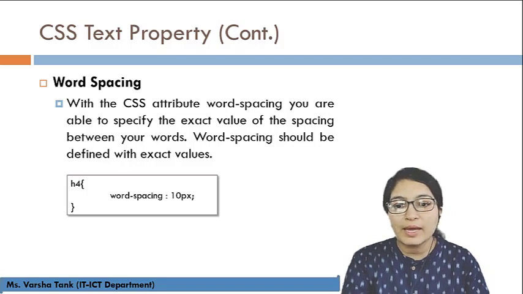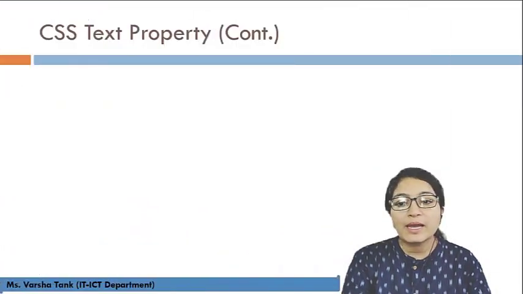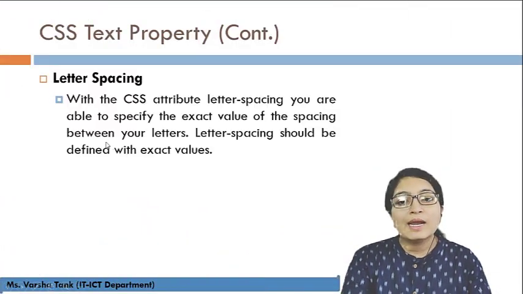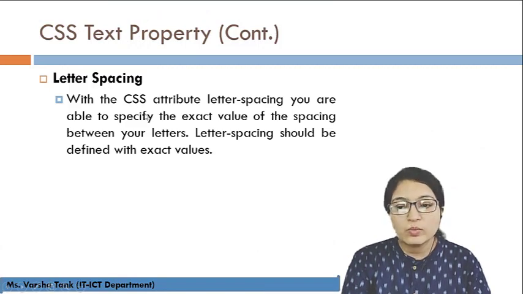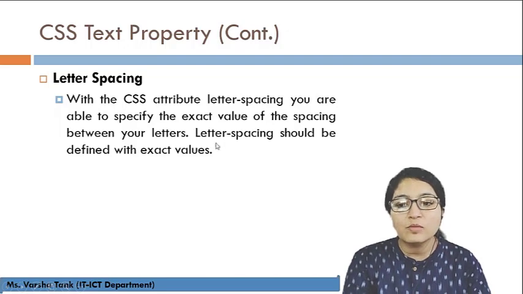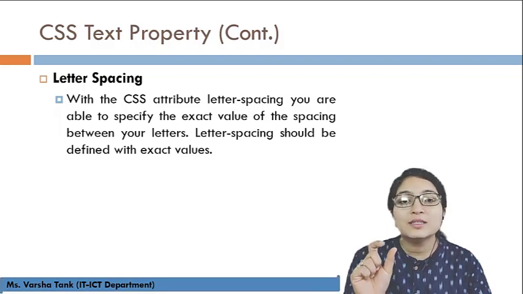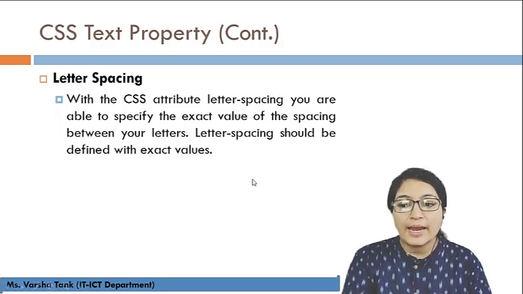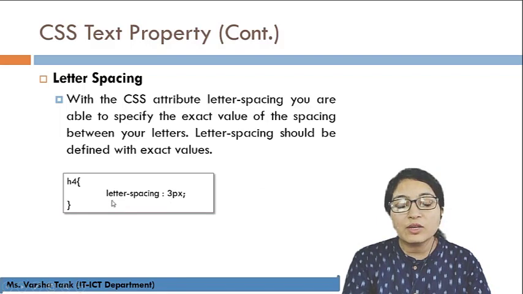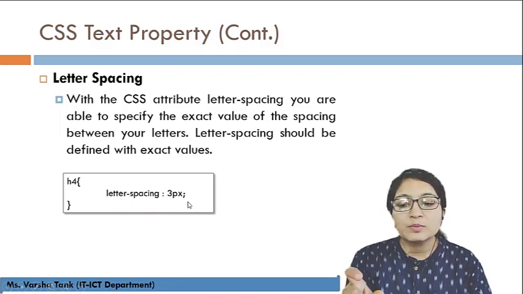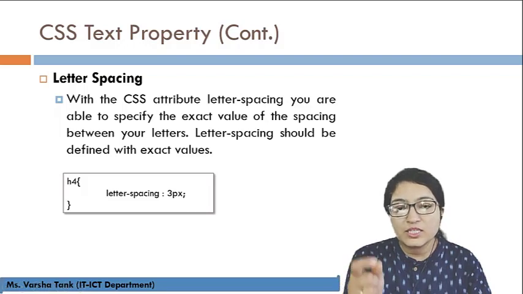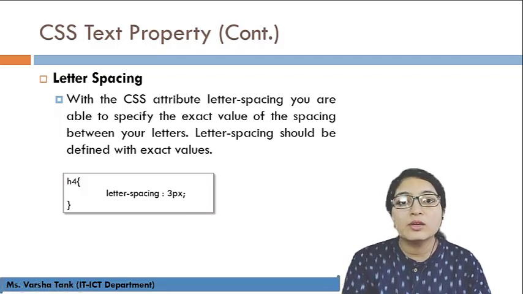Word spacing will be there, a gap in between the two words. Now next one is the letter spacing. With the CSS attribute letter spacing, you are able to specify the exact value of the spacing between the letters. Word spacing defines the space between the words, and letter spacing defines the space between the letters, and it should be defined with an exact value. So here you can see the letter spacing is 3 pixels. So in each and every letter there will be a gap of 3 pixels.